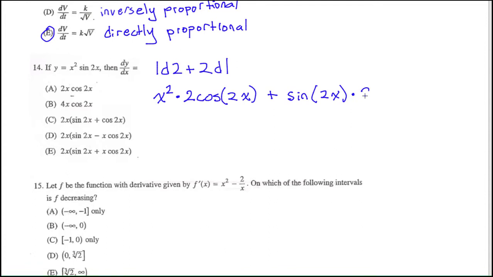Anyone? 2x. 2x, there it is. All right. And notice that these both have a 2. So I'm going to underline what they have in common. They both have a 2, and they both have an x. So I'm going to factor both of those things out.